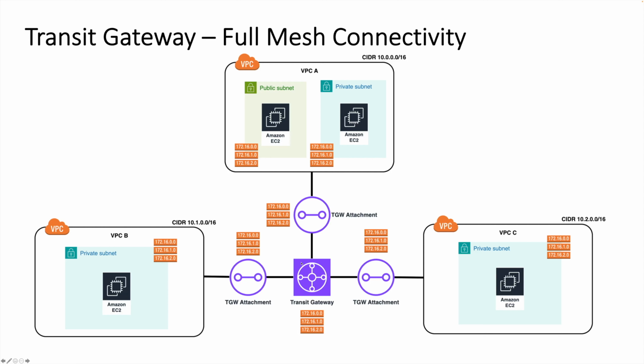So they are all connected using this central piece over here, which is the transit gateway. And the transit gateway is connected to each VPC using a transit gateway attachment. So you'll have three transit gateway attachments. These attachments are going to be associated with a specific subnet. In this case, it is going to be attached to a private subnet here, a private subnet in VPC A, and a private subnet in VPC C.